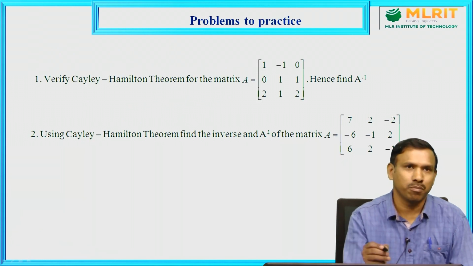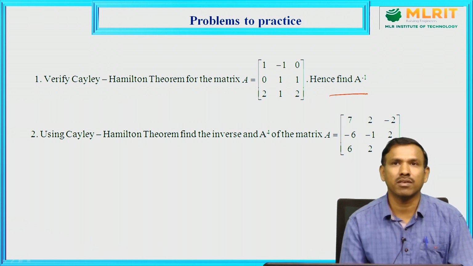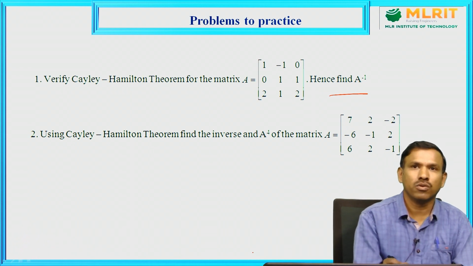Here I am giving some problems for practice. Verify the Cayley-Hamilton theorem, hence find A inverse, and here is one more: 7, 2, minus 2; 6, minus 1, 2; 6, 2, minus 1.